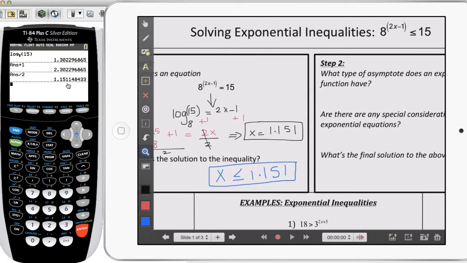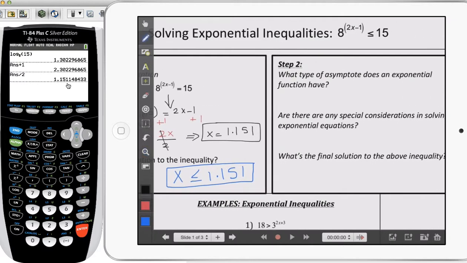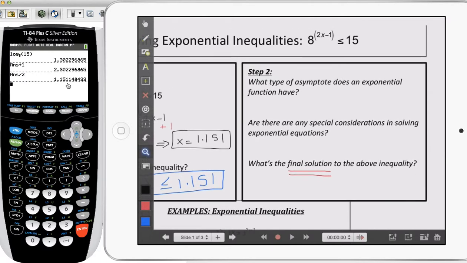Now, in order to decide whether this is our final solution or not, we have to ask ourselves a couple of questions. Number one, what type of asymptote does an exponential function have? If you look back at graphing, you're going to remember that it has a horizontal asymptote. And usually a horizontal asymptote is only affecting the y. It does not affect my x. So there are no special considerations to take. And then my final solution is going to be x less than or equal to 1.151. The only reason I would change my solution is if I have a vertical asymptote, because the vertical asymptote will affect my x values. So that would be my final solution.